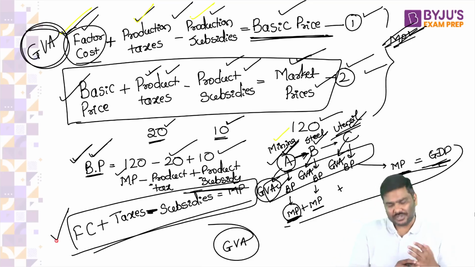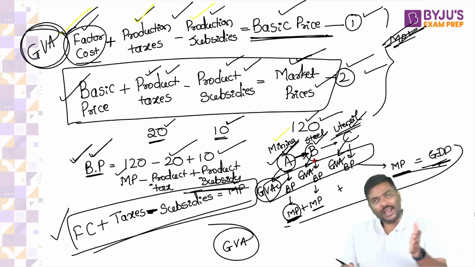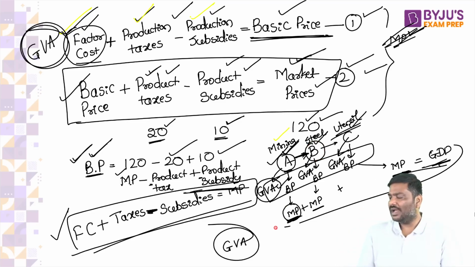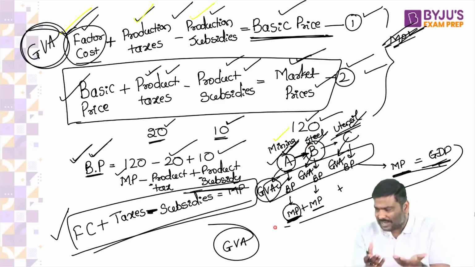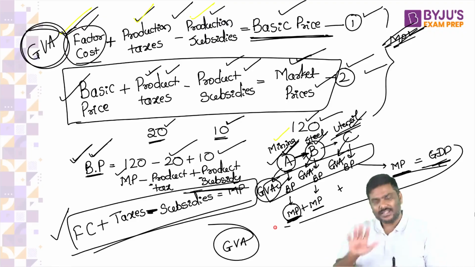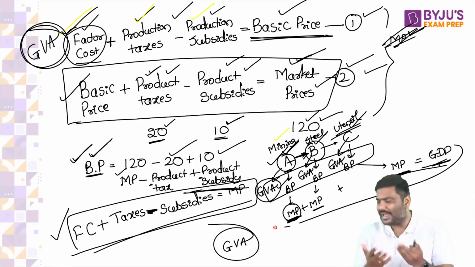Company A has produced certain goods and sold them to company B. Now, if I simply calculate the basic prices of company B and add it to the GDP number, that will lead to double counting. At least now, is it okay? Those who were asking what is GVA at factor cost, tell me now.